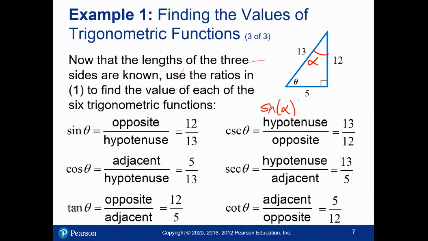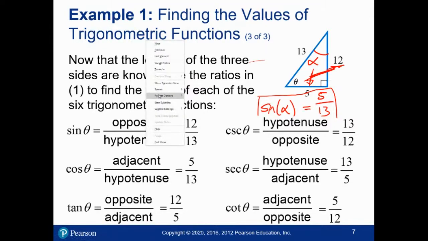Sine in a right triangle is opposite over hypotenuse. But 12 was opposite theta. What's opposite alpha is 5. So opposite over hypotenuse. A lot of people get really hung up on the orientation of the triangle.